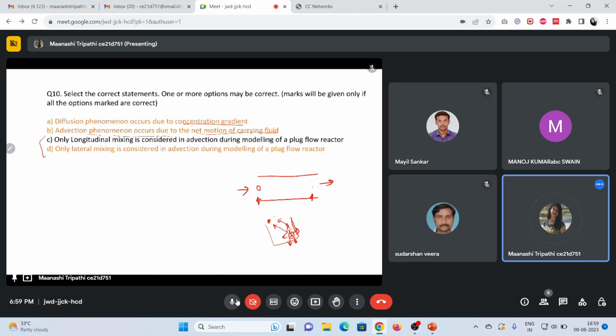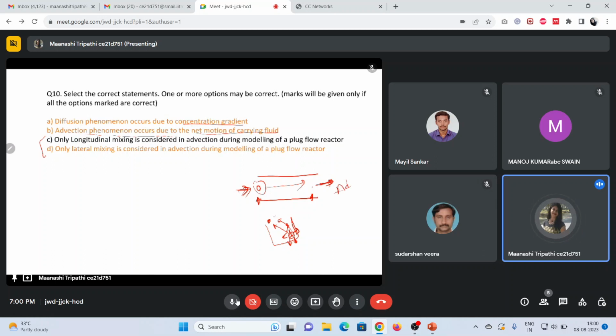Option B is advection phenomena occurs due to net motion of carrying fluid. So here the river is flowing from here to here. What is the fluid here? Water. So water is flowing from this side to this side, and it is taking this plastic ball along with it. Along with water the ball is flowing. So this is advection.